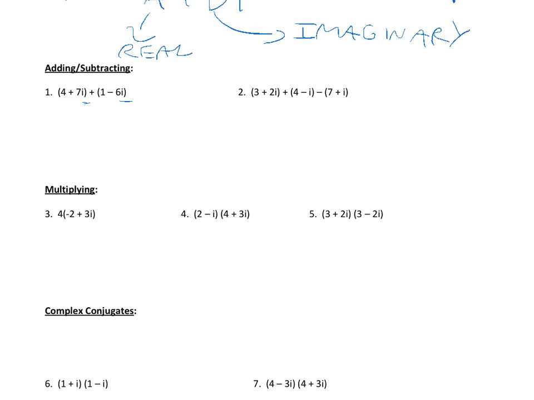I have both these binomials in parentheses, and it's almost like I'm distributing 1. So if I distribute 1 to that 1 minus 6i, it stays the same. So I really can get rid of the parentheses. So it's just 4 plus 7i plus 1 minus 6i. If I combine the 4 and the 1, that gives me 5. So I'm done with that. Positive 7i minus 6i gives me positive i. So it's just 5 plus i. And I can't combine these because these are not like terms. So that's it.